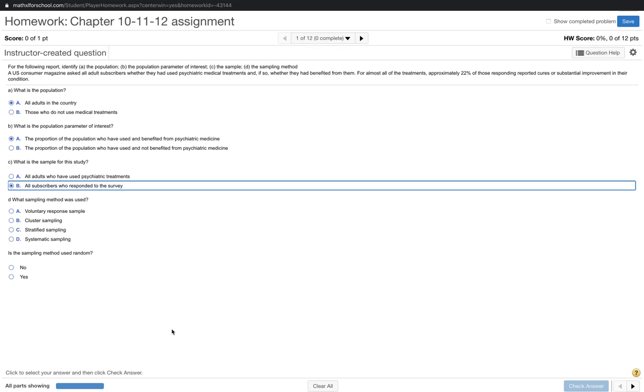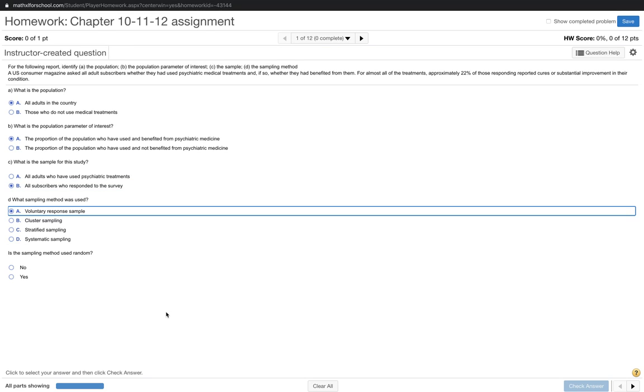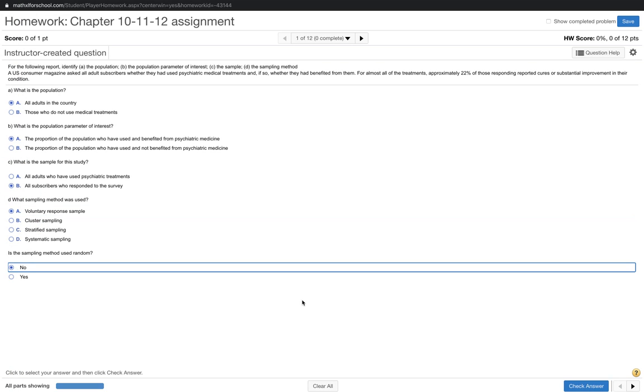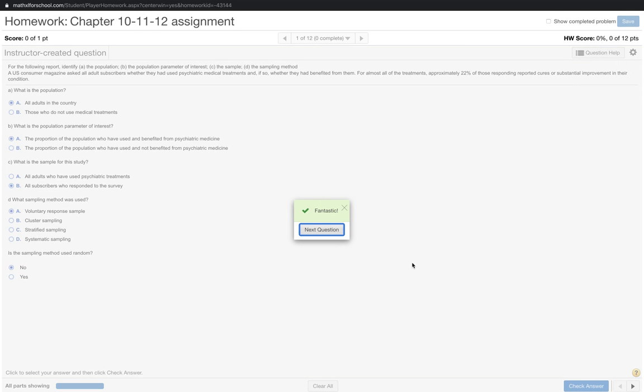Okay. What sampling method was used? Again, they asked subscribers to respond, but not necessarily everyone responded. That is a classic voluntary response sample. And if we go back to the PowerPoint, is a voluntary response sample truly random? No, it is not. There's always bias involved.